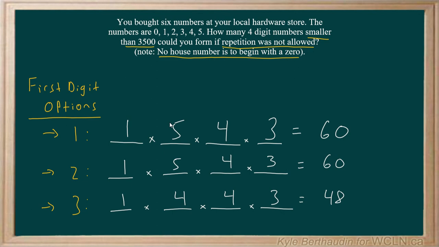Now, how many 4-digit numbers are smaller than 3,500? All we need to do is add up our numbers here. 60 plus 60 plus 48. And if we do that, we find that there are 168 different options for our 4-digit number.